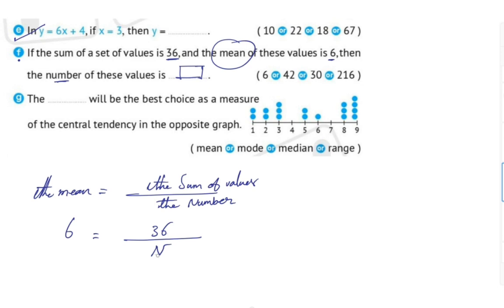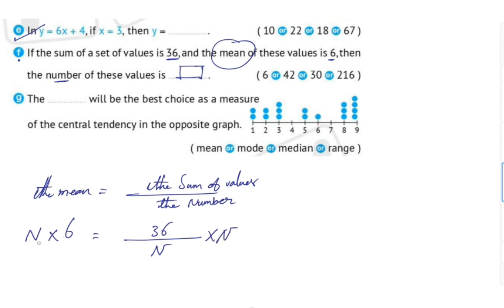Okay, now what we do, look here with me. I have 6 equals 36 divided by n. I need to find the value of n. Now I have division. When you have division, the solution is by using multiplication. So if you multiply n to the left side and n to the right side, what do we have?